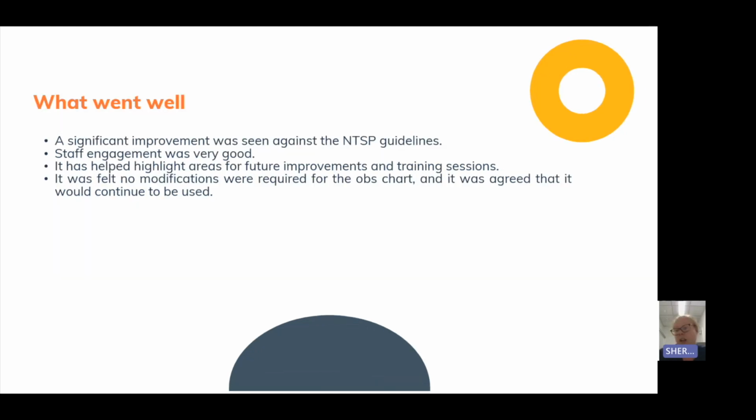So a significant improvement was seen. That went really well. Engagement was great. It's helped us highlight areas that we still want to improve more, and it's got us working on training sessions that the physios, the nurses on there, and the education nurses are going to be putting on going forwards. Other than that one slight modification, nothing else needed to be done, just regarding the emergency tick box.